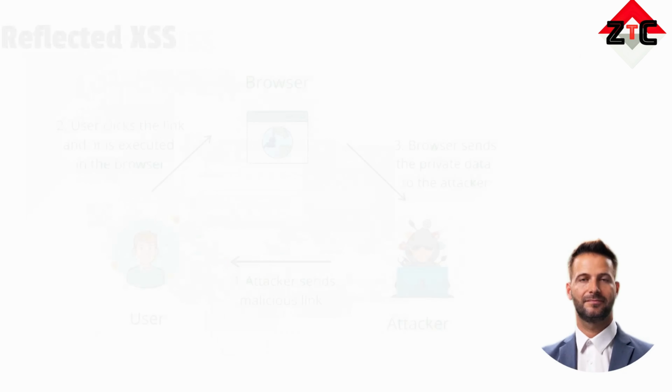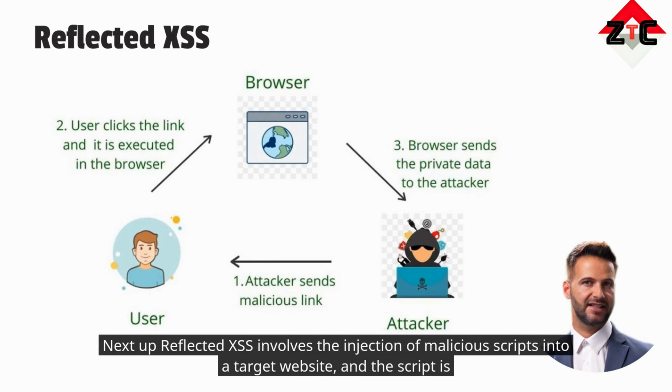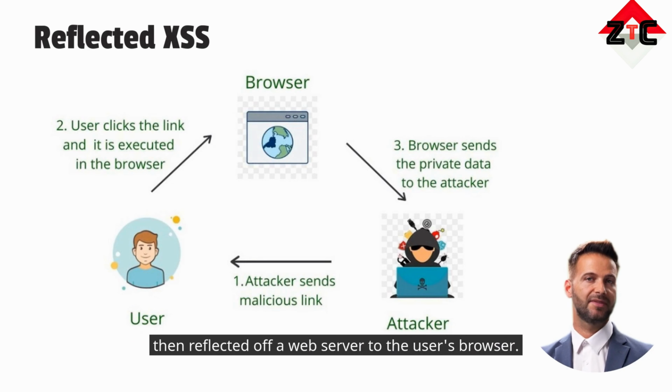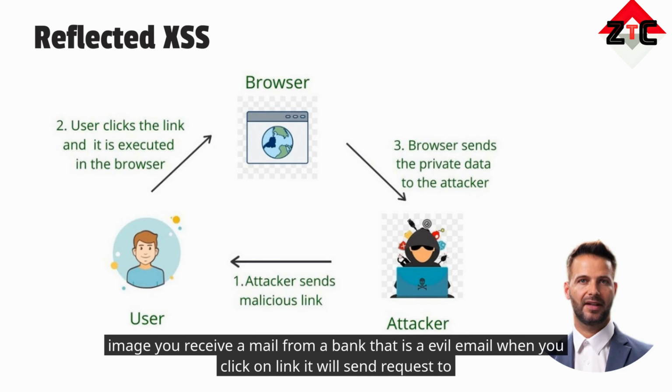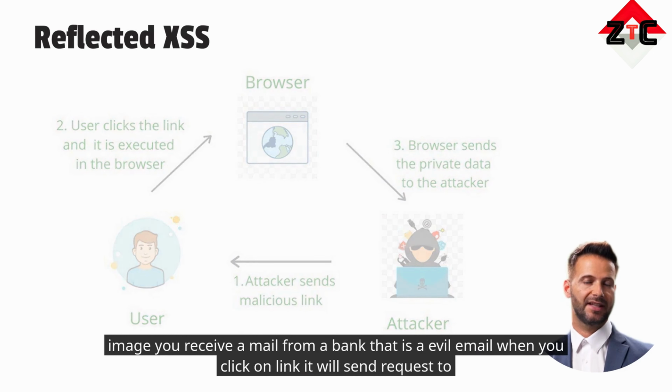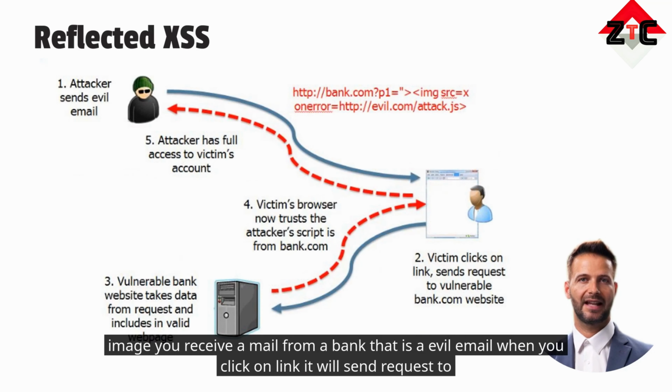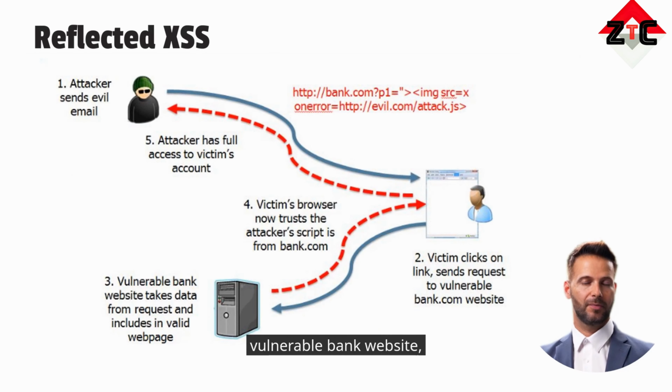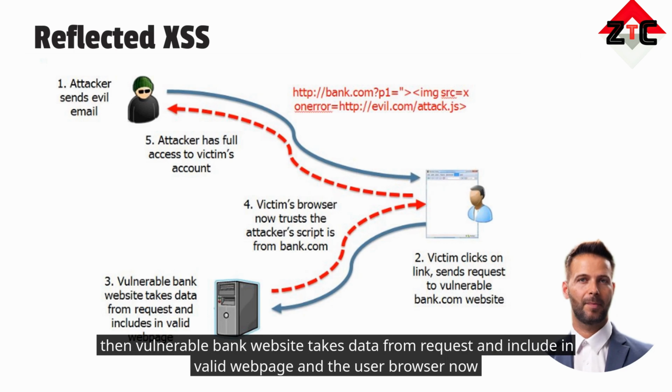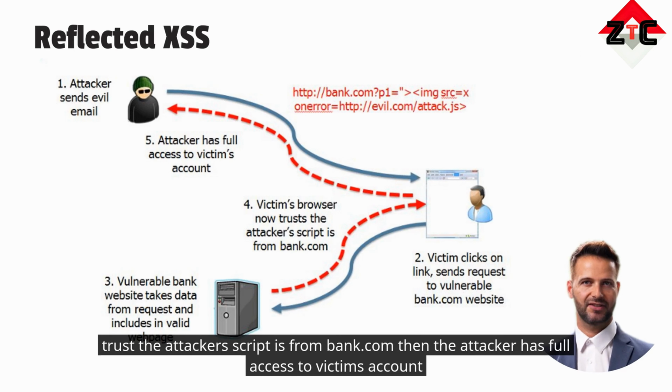When these users see the post, the malicious script executes in their browsers, potentially stealing their session cookies or sensitive information. Next up, reflected XSS involves the injection of malicious scripts into a target website, and the script is then reflected off a web server to the user's browser. Imagine you receive an email from a bank that is an evil email. When you click on the link, it sends a request to the vulnerable bank website. Then the vulnerable bank website takes data from the request and includes it in the webpage, and the user's browser now trusts the attacker's script as coming from the bank. Then the attacker has full access to the victim's account.